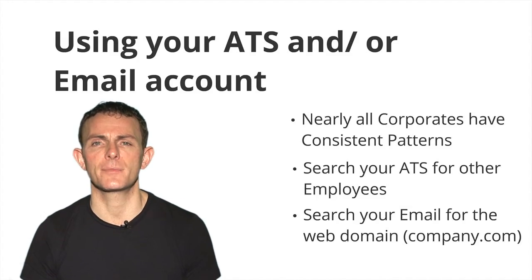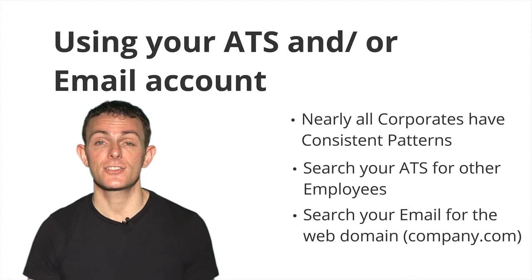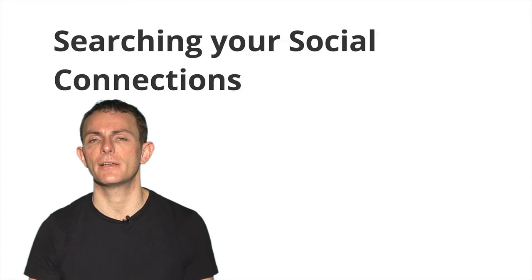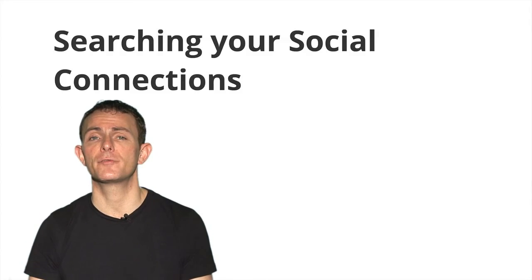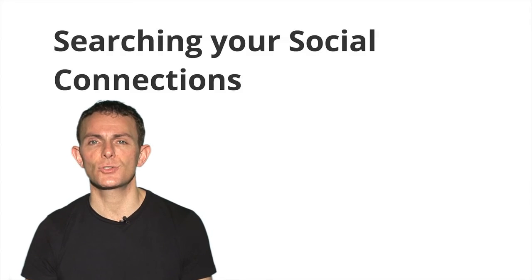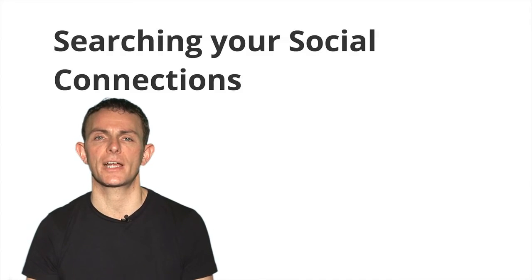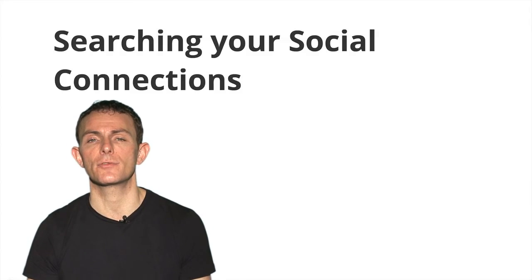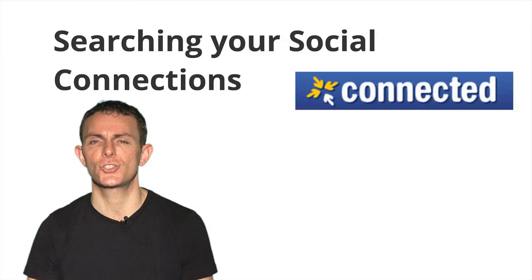The next way we're going to recommend you try and find email patterns is to search your social connections. So you probably have lots of LinkedIn connections, you might have Google connections, you have people on Twitter, people on Facebook. Now you could manually go into each of those tools and try and find your contacts who work in that company. Or we'd recommend this fantastic tool which we learned about recently called Connected HQ.